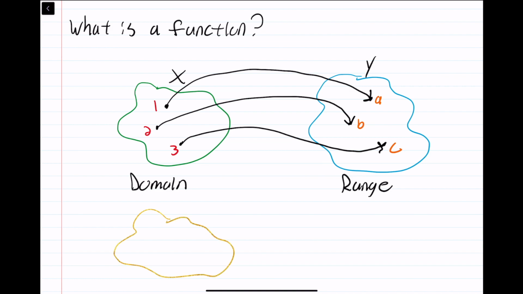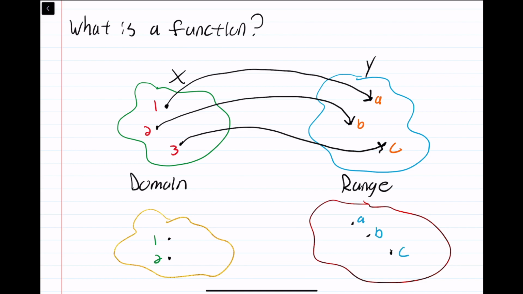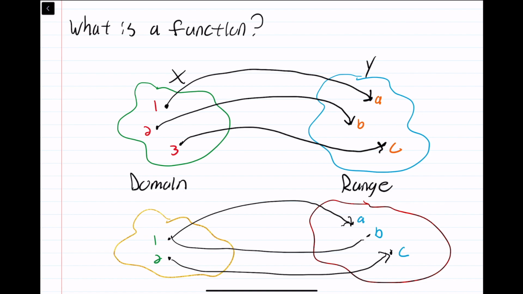So let's say we had another set for the domain and another set for the range, or let's say we had 2 points here and 3 points here, and let's say this here is 1 and 2, and this here is A, B, and C. If 1 mapped to A, 2 mapped to C, but 1 also mapped to B, this here is not a function because one of the members in the domain, 1, maps to more than one of the members in the range, A and B. But this one up here, of course, is a function.